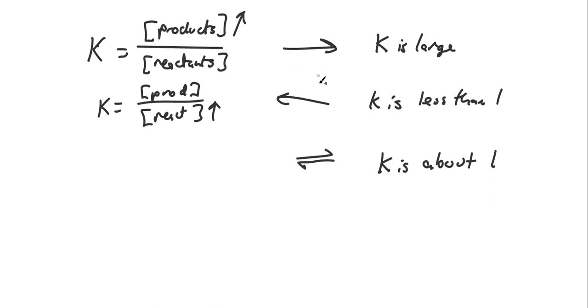So a couple other things to take into consideration for this. Solids. Solids are not used in this, because first of all, you can't get a concentration of a solid in molarity. It's just not possible. But solids behave differently. As a product, they will precipitate out and not react very easily. And as a reactant, they're just there. So solids are ignored in this.